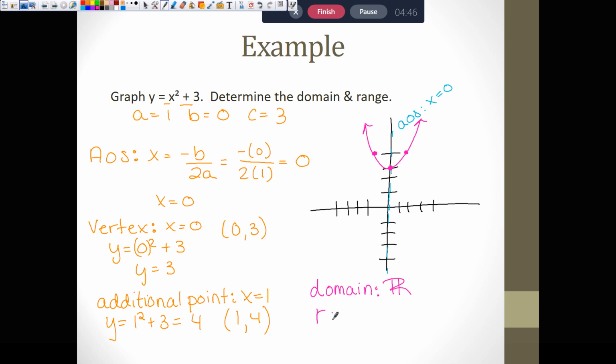My range is where my y values are. So am I going to have negative 1? No. Am I going to have 1? No. 2? No. 3 is a value. So my y has to be greater than or equal to 3, because it will be everything above 3.